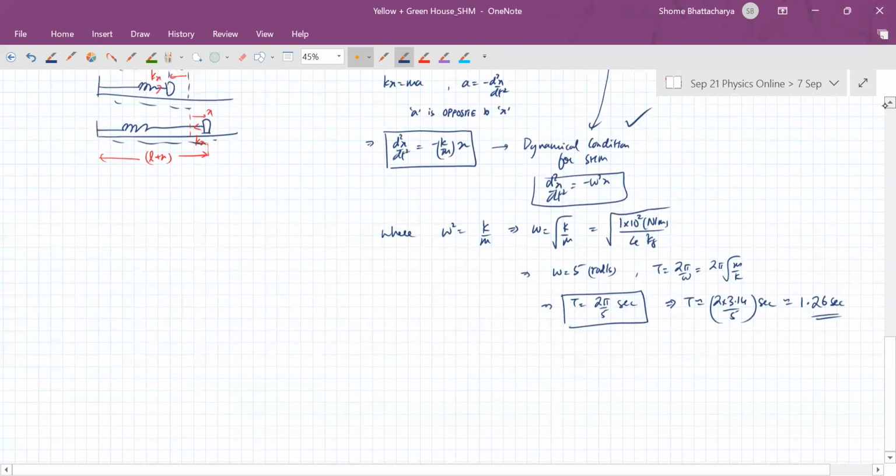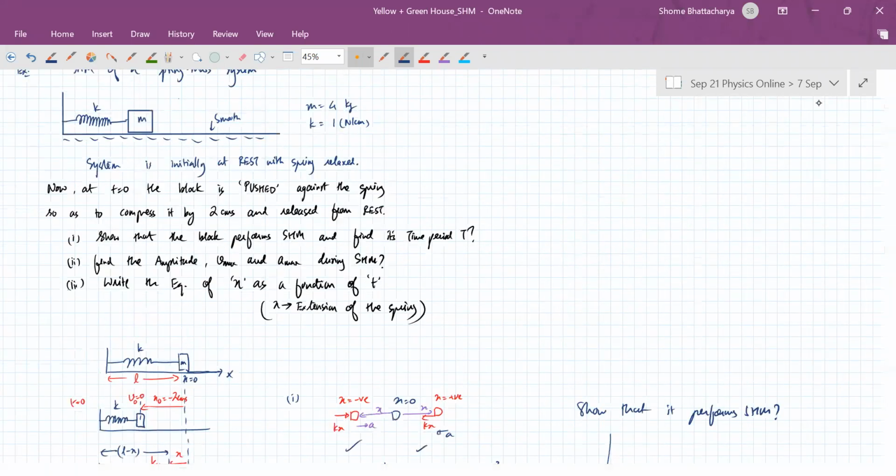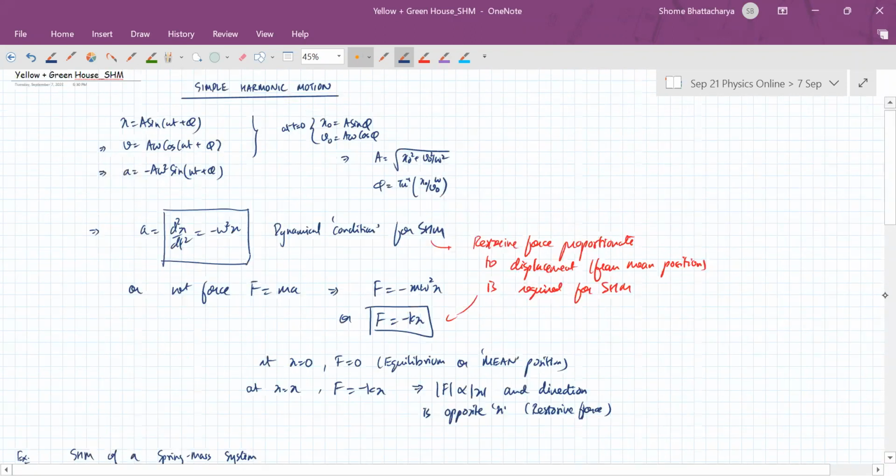So I'll just take you back to the question once, complete noting down the data, and we can come back to the solution. Yes, Tej, I'm doing that.